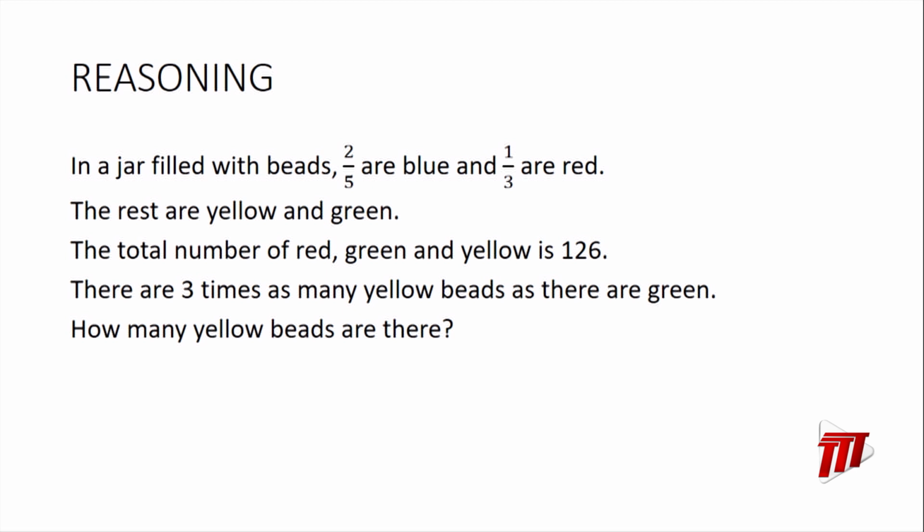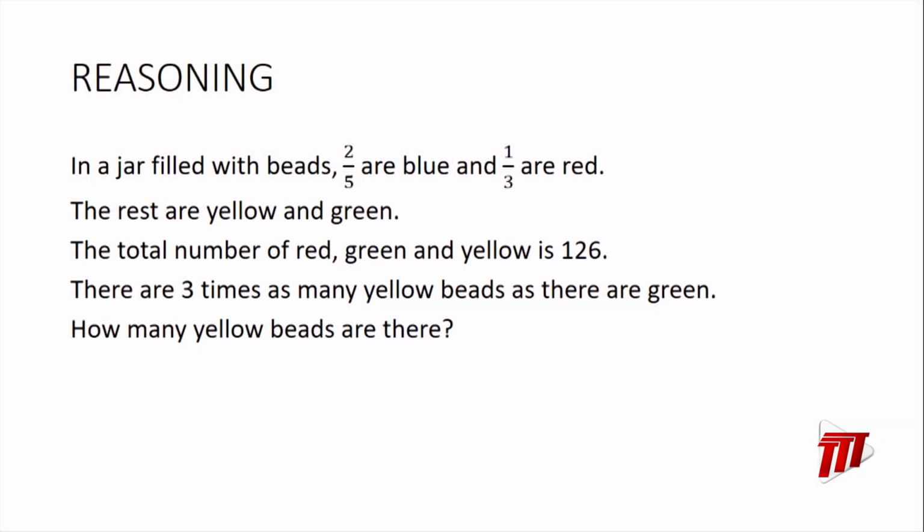We add those two, 2/5 and 1/3, and subtract it from 1. And we would get how much yellow and green. We are also told that there are 3 times more yellow than green. So in this fraction that we get here, 3/4 of it would be yellow and 1/4 would be green. So the strategy that we're using here is a reasoning strategy.